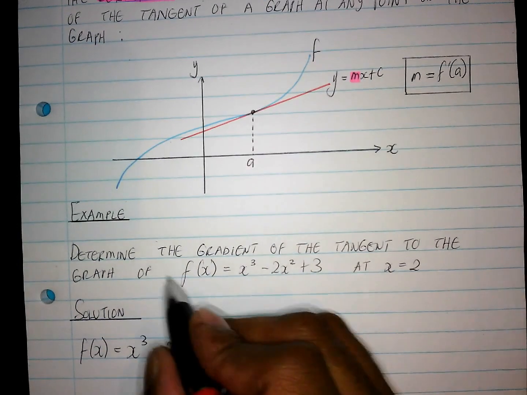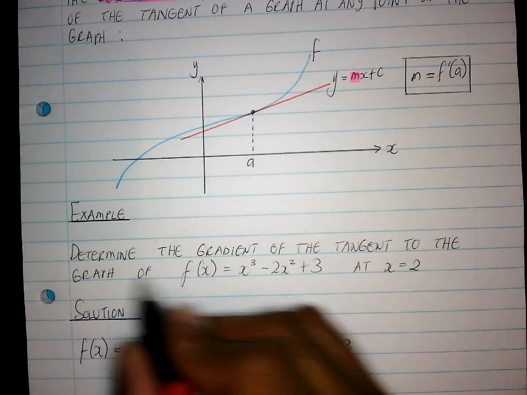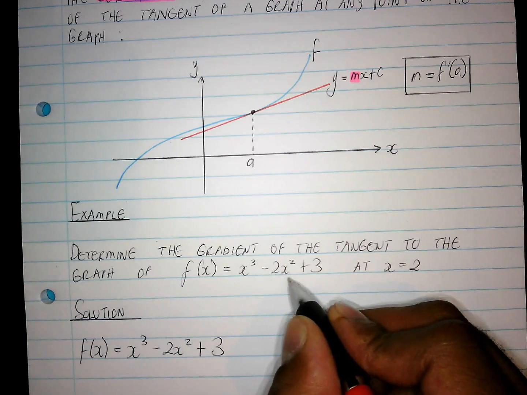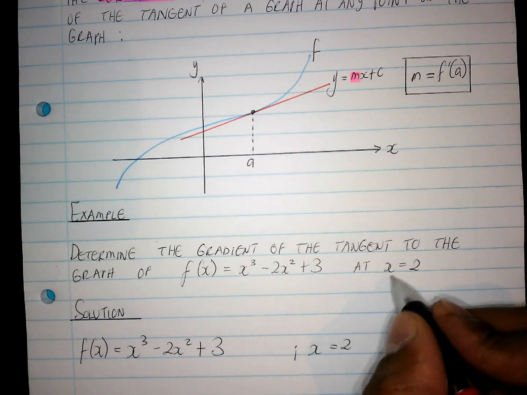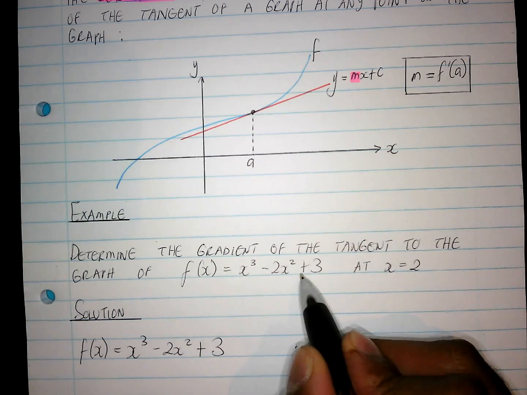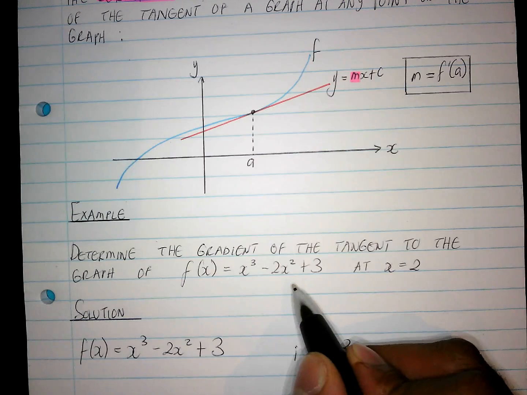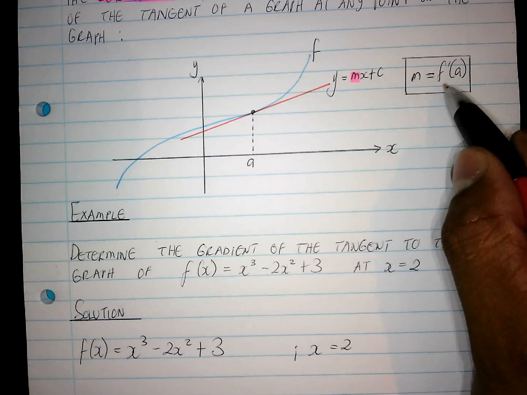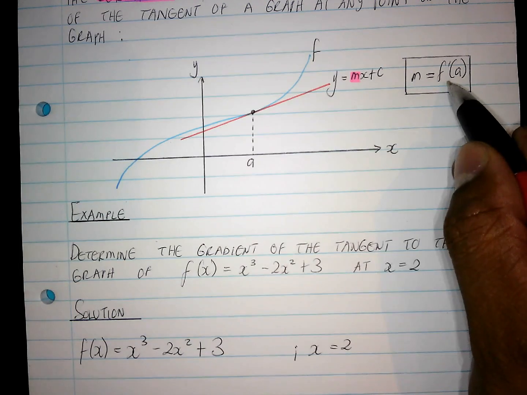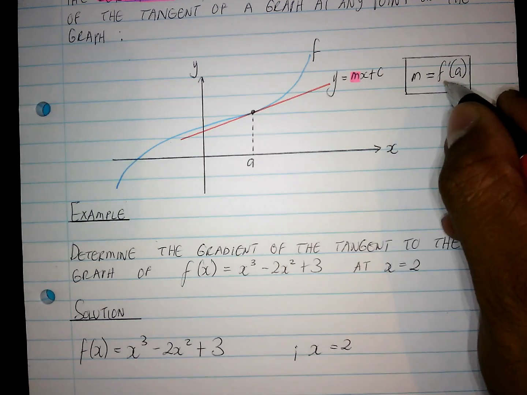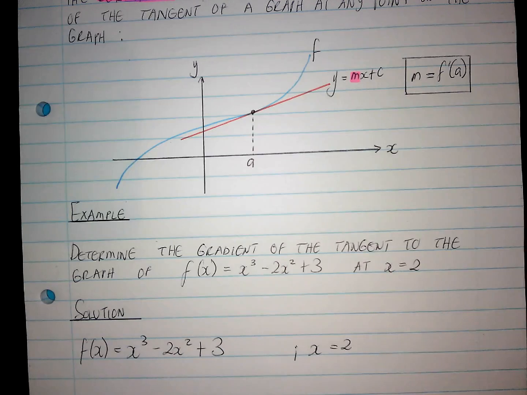So now here we have an example. It says determine the gradient of the tangent to the graph of f of x equals x to the power 3 minus 2x to the power 2 plus 3 at x equals 2, right? So meaning that with this given equation, we have to what? Find the derivative of f. Then our gradient m is going to be equal to the derivative of f. But at the end, we're going to substitute what? A. So it's going to be y with respect to a, where a is going to be our x value.